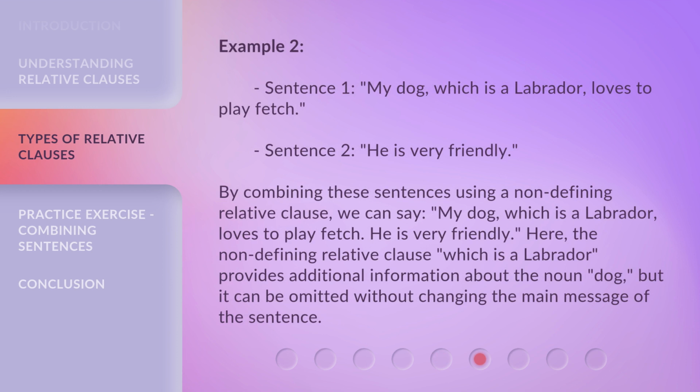Example 2. Sentence 1. My dog, which is a Labrador, loves to play fetch. Sentence 2. He is very friendly. By combining these sentences using a non-defining relative clause, we can say, my dog, which is a Labrador, loves to play fetch. He is very friendly. Here, the non-defining relative clause, which is a Labrador, provides additional information about the noun, dog, but it can be omitted without changing the main message of the sentence.